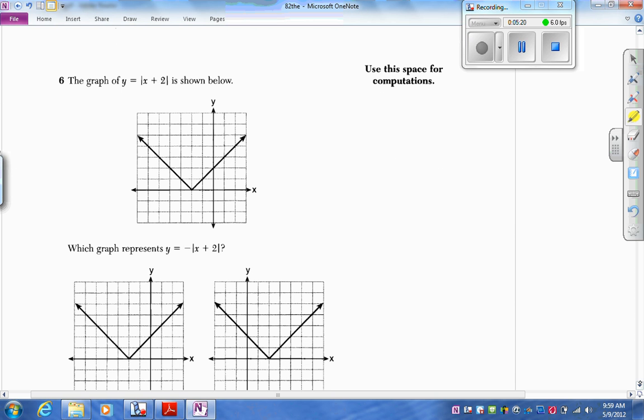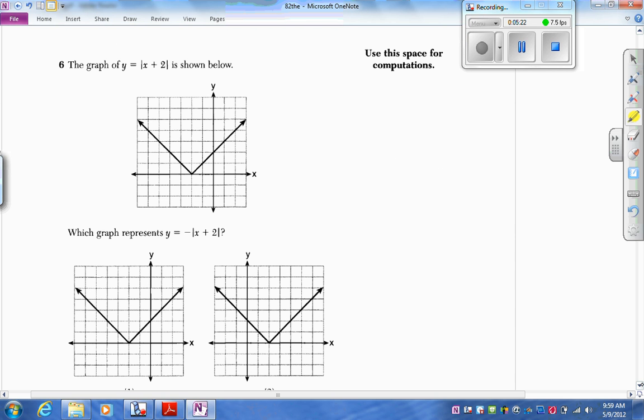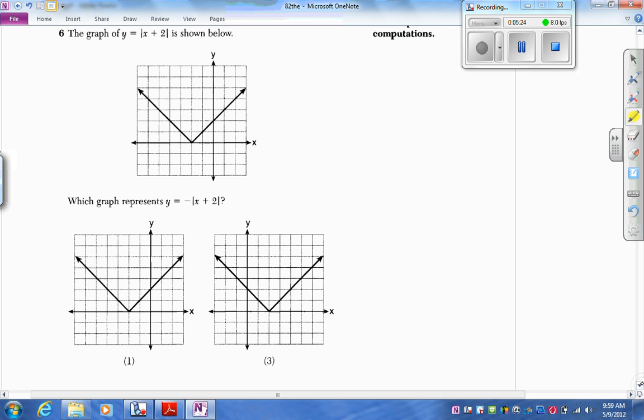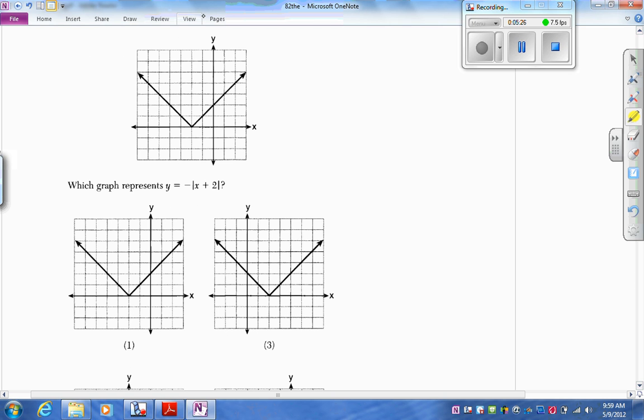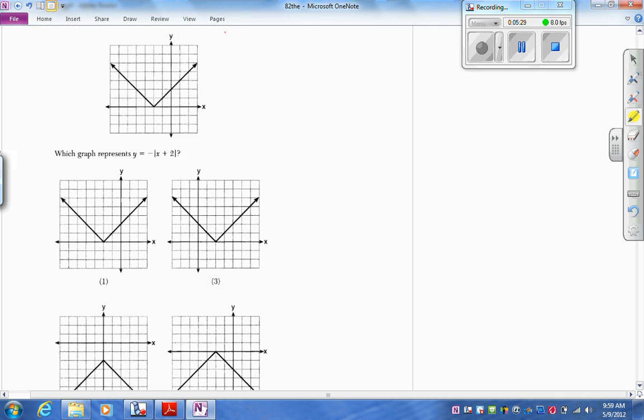All right, if you remember correctly, and we did a little bit of this, am I going to be able to get all these on there? View, zoom out. Okay, I can get all of them on there. There's the function. This is the graph of the equation y equals the absolute value of x plus 2.